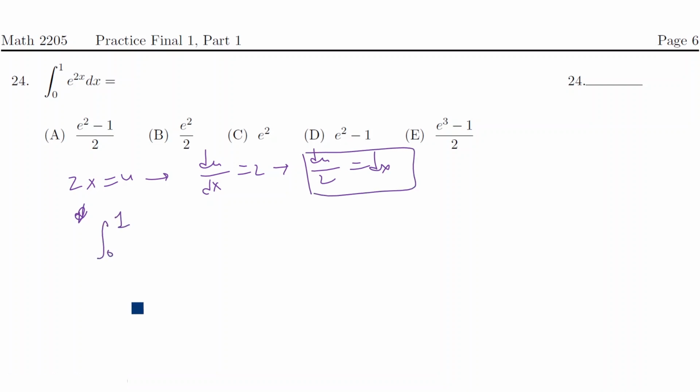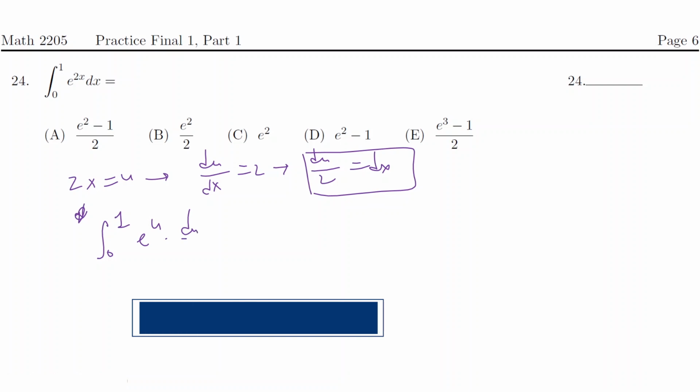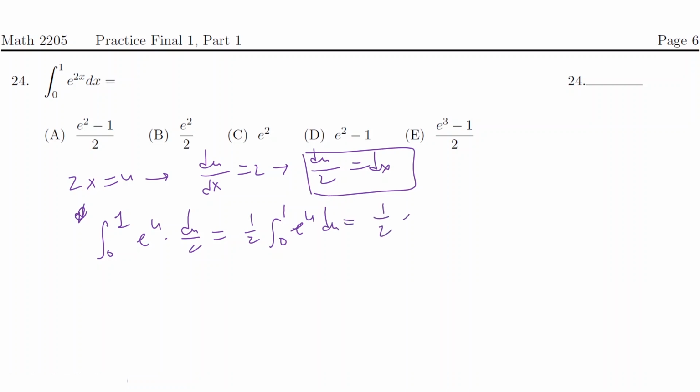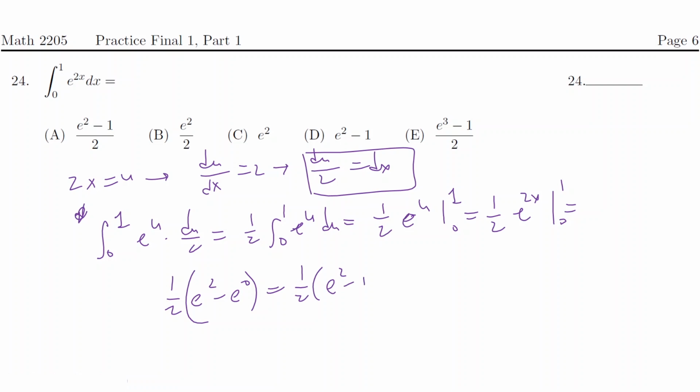So this is 0, 1, e to the u times dx, which is du over 2. That's equal to 1/2 integral from 0 to 1, e to the u du, which is just 1/2 e to the u from 0 to 1. Now, keep in mind, 0 to 1 is not for u, it's for x. So you have to not forget to do the substitution back. E to the 2x from 0 to 1, which is equal to 1/2 e squared minus e to the 0, which is equal to 1/2 e squared minus 1. And that's our answer. This is A, 24A.